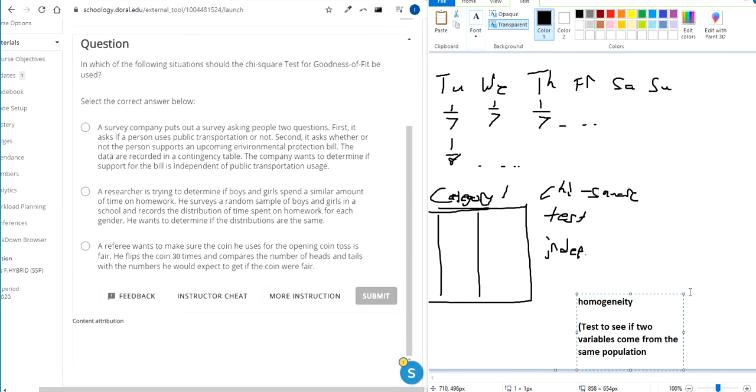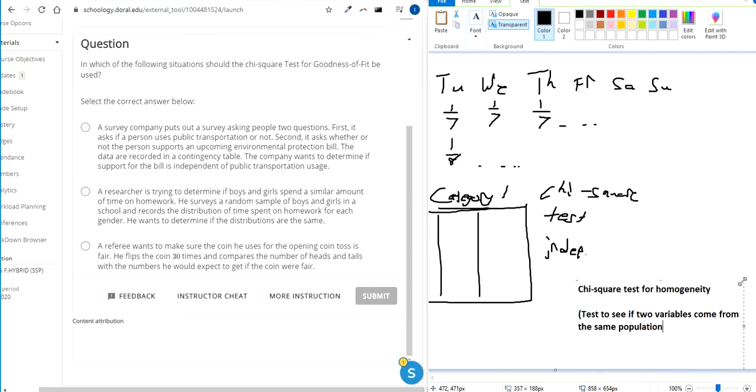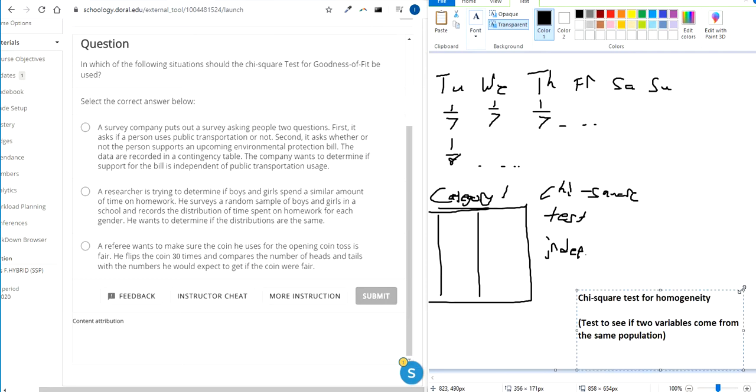And with all these tests, there are different versions of the test where you can expand it. It doesn't necessarily have to be just two variables, but that's just what you commonly see. You've got one set of data, you want to see if it's the same as a different set of data. So we've got the column of boys, column of girls. We want to see if they come from the same population. That's a chi-square test for homogeneity. Okay, so that's not it.